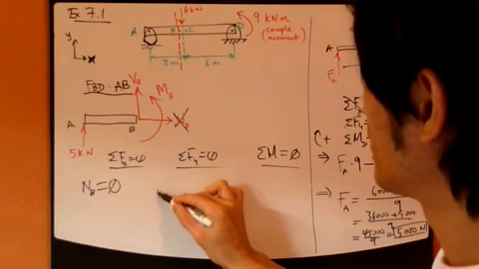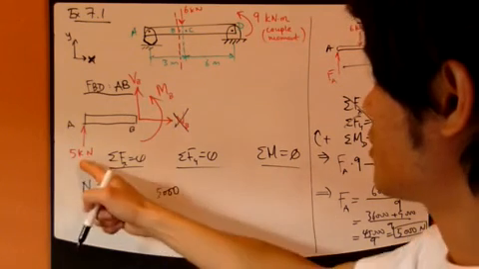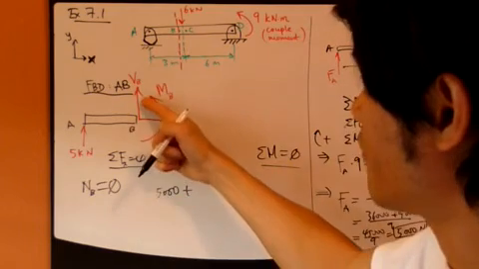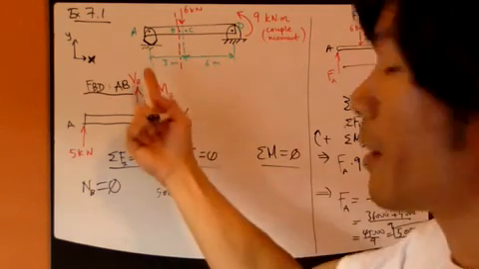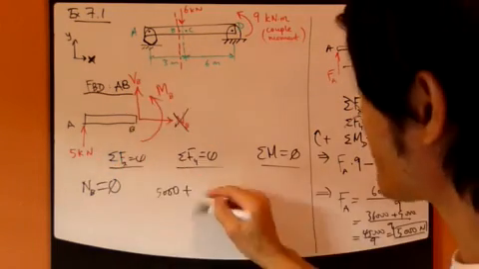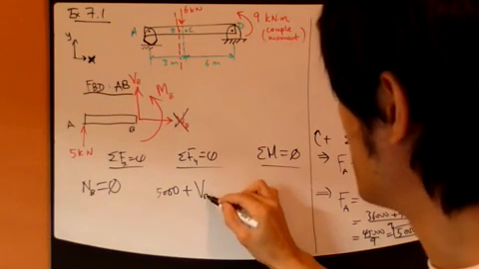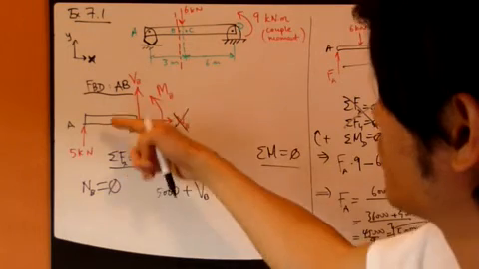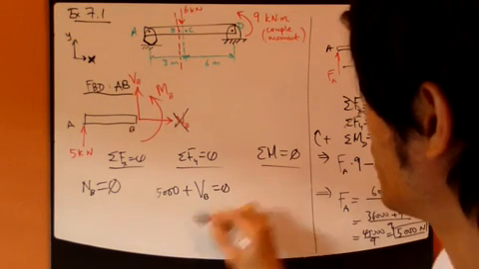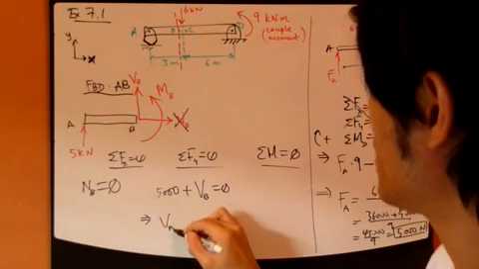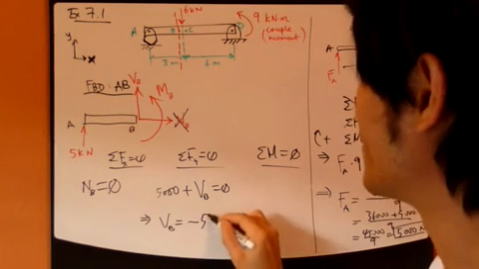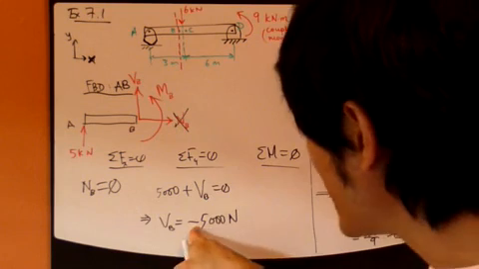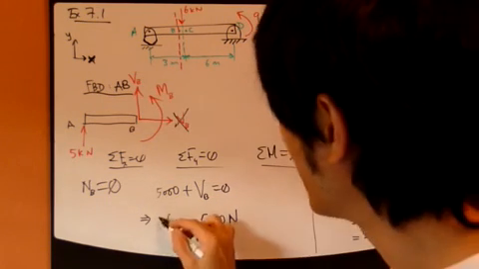Now we have 5,000 newtons going up, so positive. And now this one I have drawn the arrow to be going up. That's my assumption, so that's why it's positive. The B force, this shear force, and that's it. There's no other Y forces. This equals 0. Therefore, VB equals negative 5,000 newtons. It's negative. Negative means my assumption is incorrect.